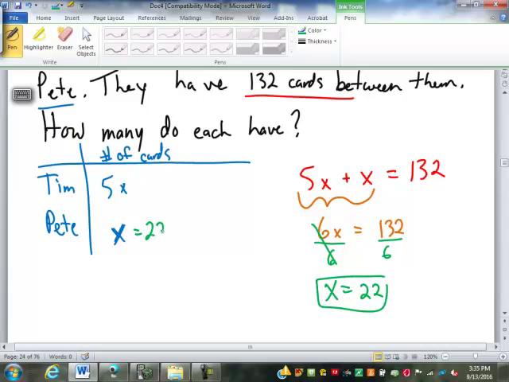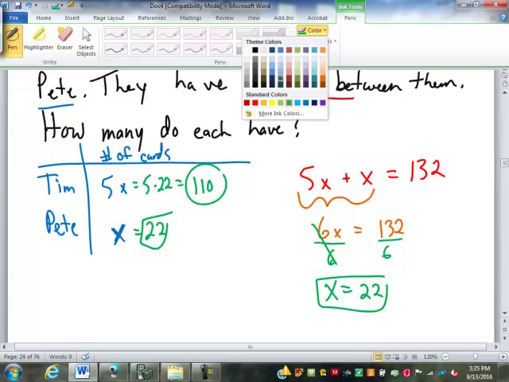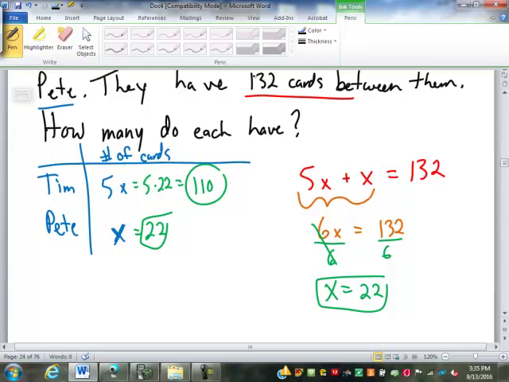No, Pete is 22. Tim is 5 times X, so 5 times 22 is 110. Now we're done. We've answered the question. We've identified both numbers.